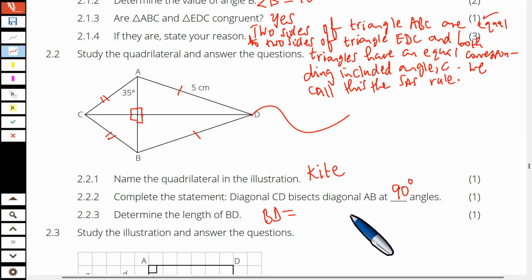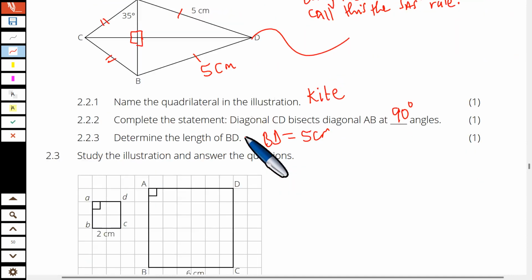So it's 5 centimeters. It is exactly 5 centimeters. Well done. Why? Because we've already said it is equal to AD. AD is 5, so BD is also supposed to be 5 centimeters, okay?